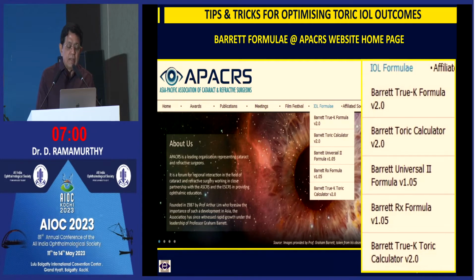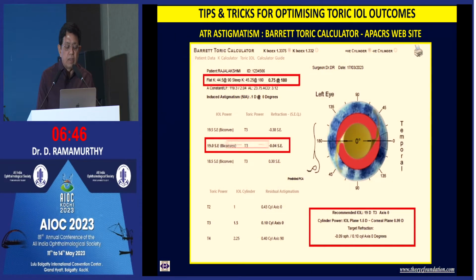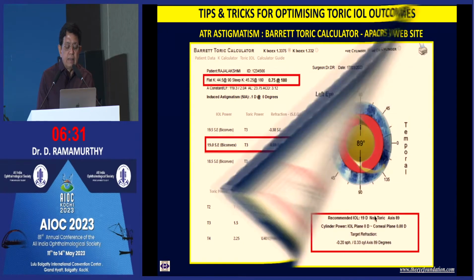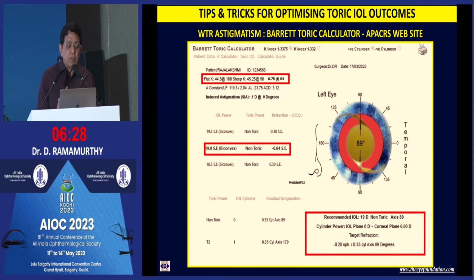In case you are taking your measurements with immersion A scan and an auto keratometer or even a manual keratometer, the only thing you need to remember is that you need to use the acoustic A constant and not the optical A constant, in case there are two different A constants for that particular eye. Using that, you can see over here, this is against the rule astigmatism of just 0.75 diopters, and what the formula tells me is that the patient needs a T3 toric intraocular lens. On the other hand, with exactly the same amount of astigmatism, mind you, this is not on the optical biometer but on the website, 0.75 diopters at 90 degrees, what you need is a non-toric intraocular lens.